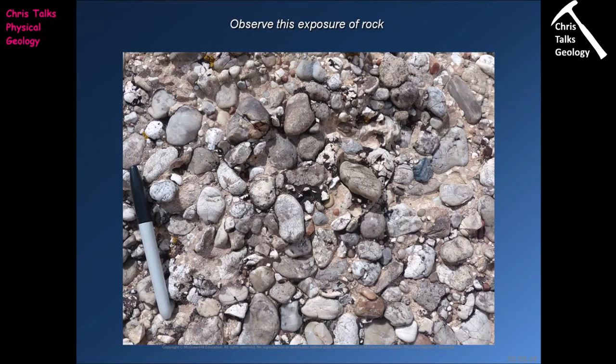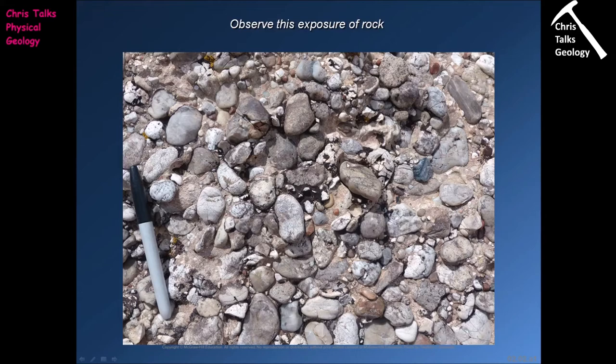So if we're thinking about a smaller scale, what kind of things are we looking for? Well, we can see here that we have ourselves a rock. And we can see that this rock consists of pieces of other rocks. Now, instantly, this tells us this has to be a sedimentary rock, and it has to be a type of sedimentary rock called a clastic rock. So each of these pebbles that we can see here is a clast.